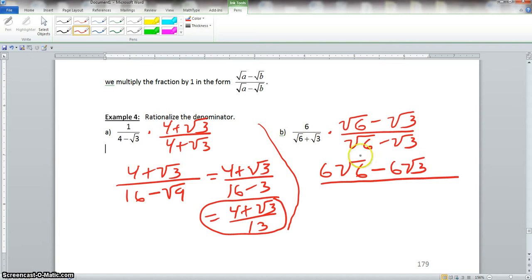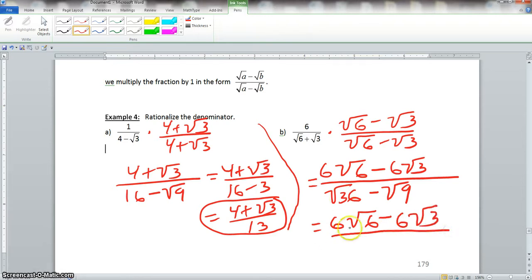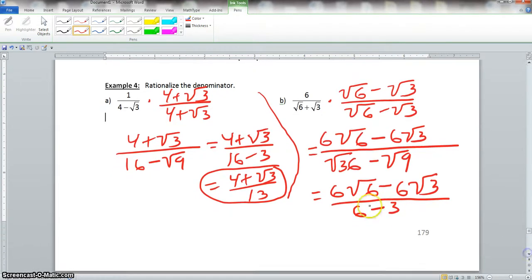Now our denominator, square root 6 times square root 6 is the square root of 36, and a positive square root 3 times a minus square root of 3 will give us a minus square root 9. So we have 6 square root 6 minus 6 square root 3 all over square root of 36 is 6 minus the square root of 9 is 3. Now, what we have here is 6 square root 6 minus 6 square root 3 all over 3.